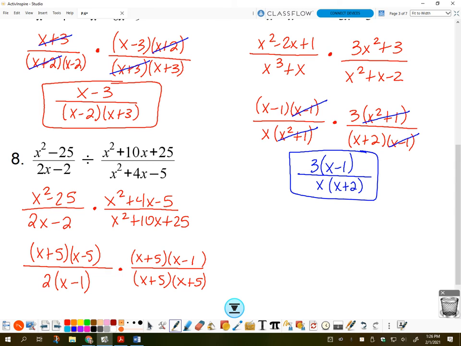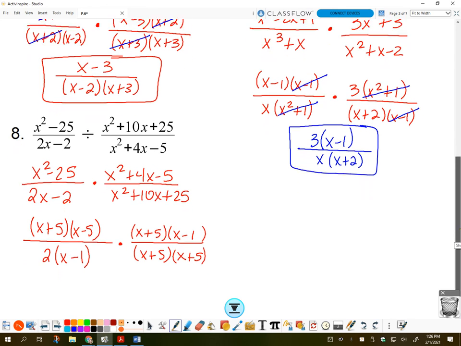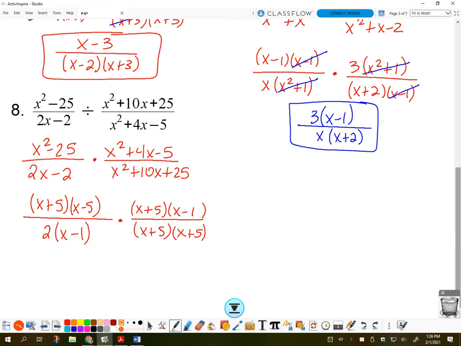Alright, so then we see what is it that we can divide off. So I believe there is an x plus 5 in the top and the bottom, and then also this bottom with the one over here, and then your x minus 1. So my numerator has an x minus 5, and my denominator just has a 2.